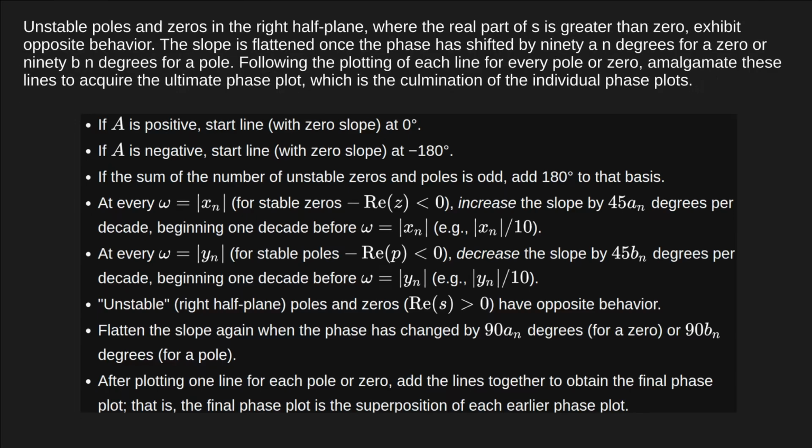Unstable poles and zeros in the right half plane, where the real part of s is greater than 0, exhibit opposite behavior. The slope is flattened once the phase has shifted by 90 a sub n degrees for a 0 or 90 b sub n degrees for a pole. Following the plotting of each line for every pole or 0, amalgamate these lines to acquire the ultimate phase plot, which is the culmination of the individual phase plots.